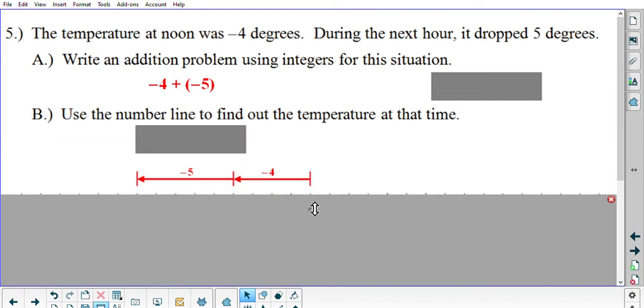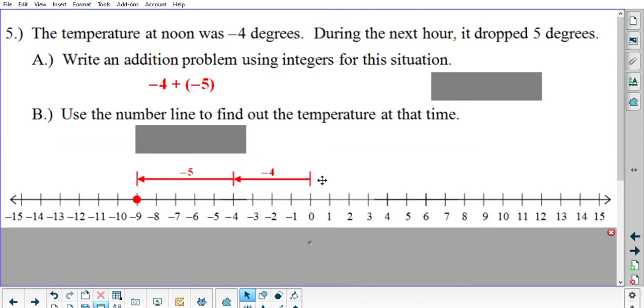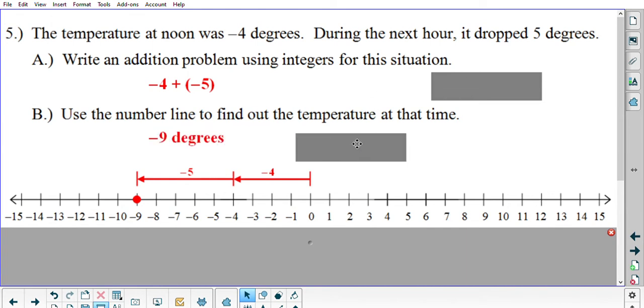Okay, did you start at 0 and go left 4? The first number was -4, so left 4, and then from the end of that -4's bar, you're going to go left 5 more, because they're both negatives, kind of like problem number 1 at the top of these guided notes. So where will that put you? At -9. What's the final answer to this problem? What's the temperature? That would be -9 degrees.